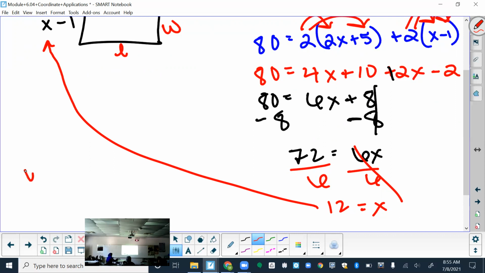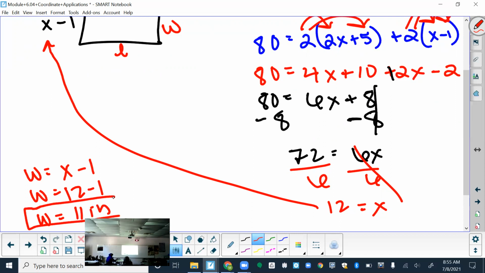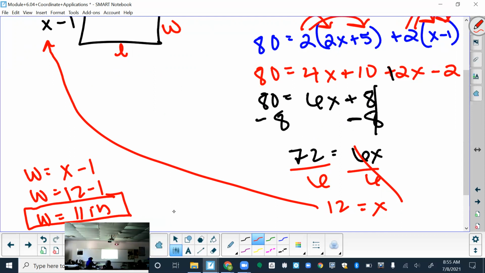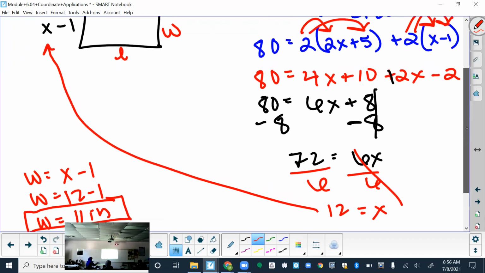So my width is x minus 1, which makes it 12 minus 1. What's my width? 12 minus 1 is 11, and the units are inches. 11 inches for the width. On your paper, plug it into the length, and then I'll ask you at the same time.